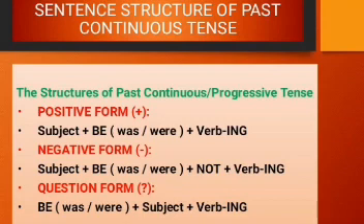The question form of past continuous tense is that we have the helping verb, then the subject, then the present participle, meaning first form of verb plus ing, and then the object along with a question mark.